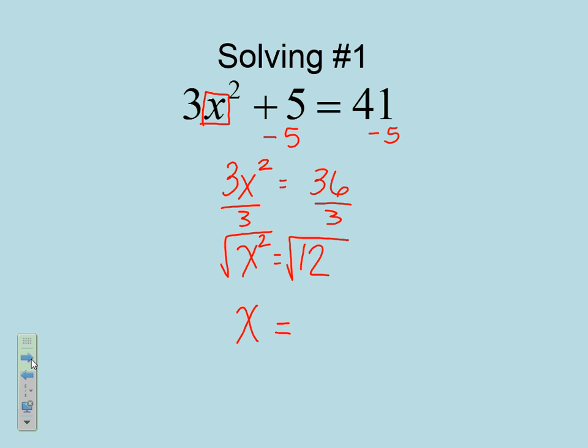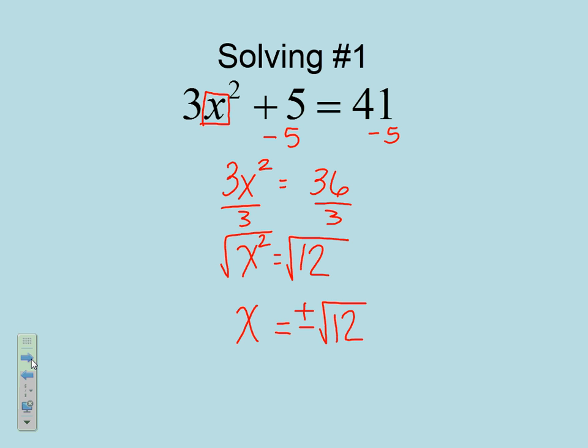Now be careful, we actually have two solutions. So we're going to place a plus or minus sign here ahead of the square root of 12. When you take a square root, you're asking yourself what multiplies by itself to make 12. So you're going to have two answers. Two positive numbers can do that as well as two negative numbers. So we get two solutions. That's why the plus or minus is there.